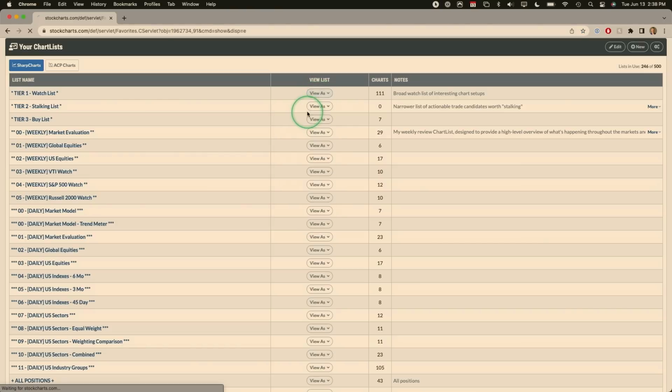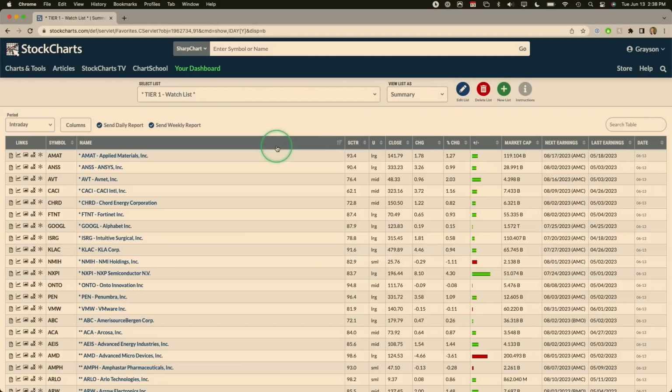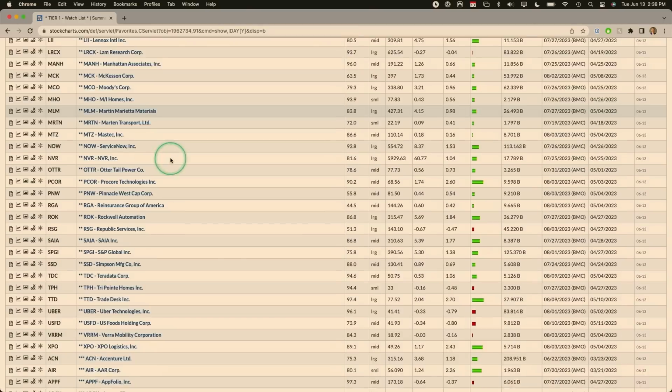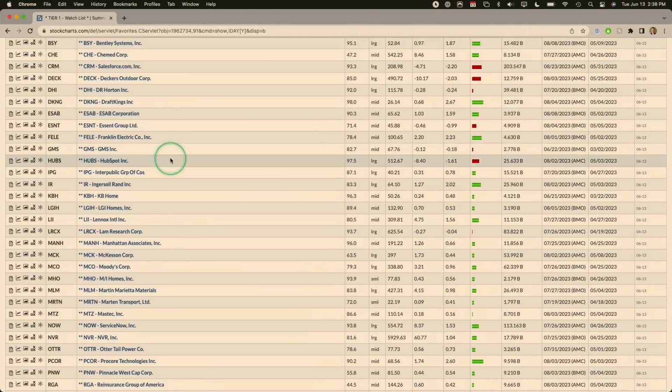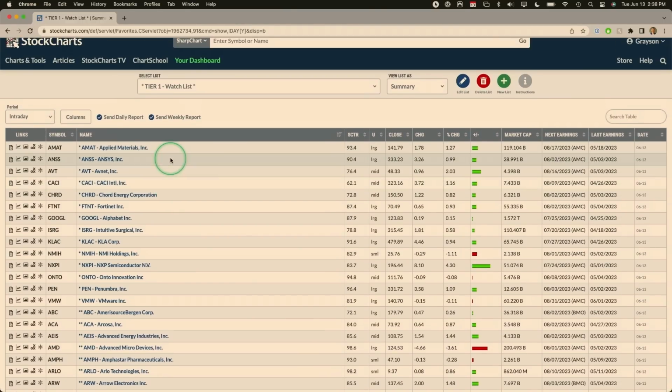If we jump over to the chart list view, actually let's jump over to summary view really quick. You can see that I've taken this big list of stocks that have come across my screen, things that have tripped my criteria and fit my ideal setups.